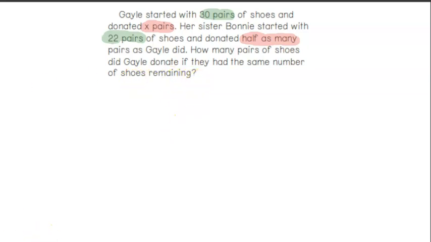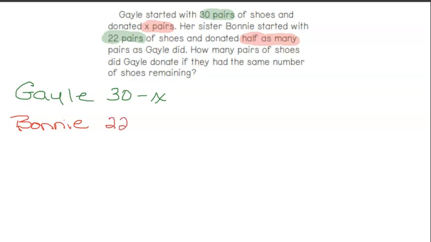So to represent Gail, I will use the expression 30 minus x. She started out with 30 pairs of shoes and she donated some, so she ended up with minus however many that was. And then her sister Bonnie started out with 22 pairs of shoes and she donated half of what Gail donated. So we're going to call that 1/2 times x.